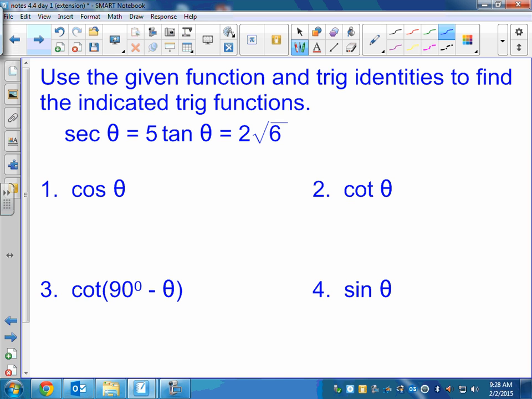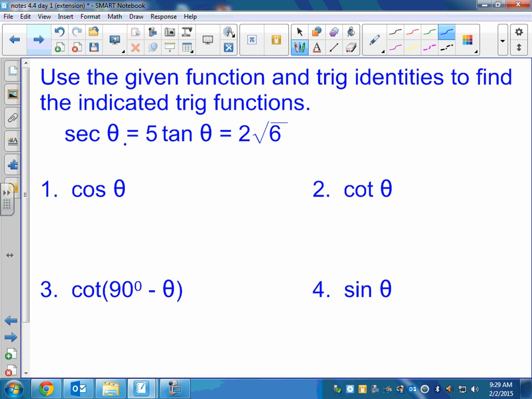You have two questions on your homework like this today. It says, use the given function and trig identities to find the indicated trig functions. Sometimes you can just draw a picture and label it like we've done before, but the idea is if we know all these identities, we can use them to help us not have to necessarily draw a picture every time maybe. So they gave us some information. They're telling us that the secant is 5, and they're telling us that the tangent is 2 radical 6. Find the other stuff.